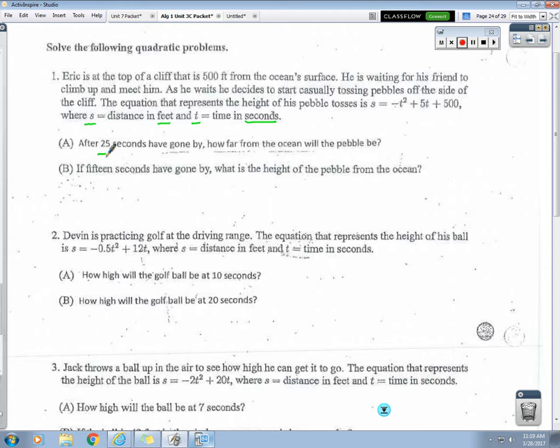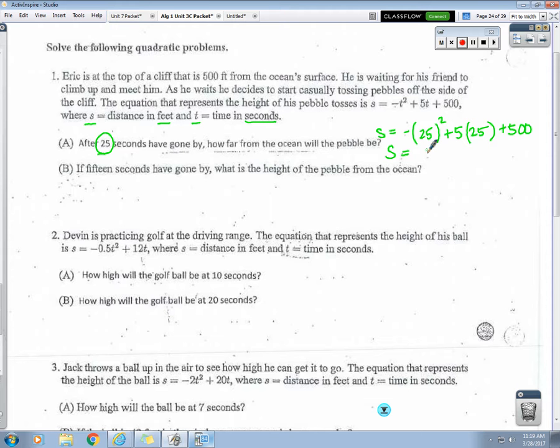So what do we do with this 25? Plug it in for t, because t is time in seconds. So that 25 goes in the t. So s equals negative (25), parentheses are so important, squared plus 5 times 25 plus 500. Did everybody plug it in like that? And what did you get?